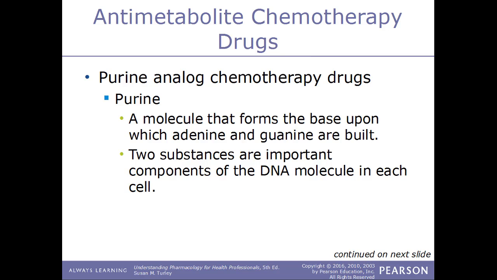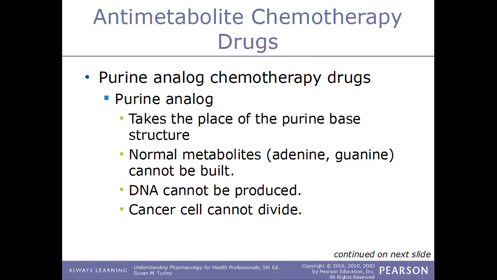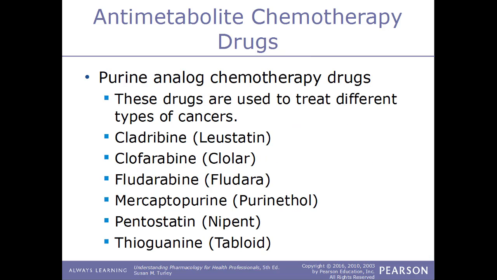And the purine is a molecule that forms the base upon which adenine and guanine are built. Adenine and guanine are two of the four nitrogenous bases found in DNA. So the purine analog will take the place of the purine base structure. So when this is here, the normal metabolites, adenine and guanine, can't be built. So if they can't be built, DNA can't be produced. If DNA can't be produced, cancer cells can't divide. And this class of antimetabolites, the purine analogs, are used to treat many different kinds of cancers.